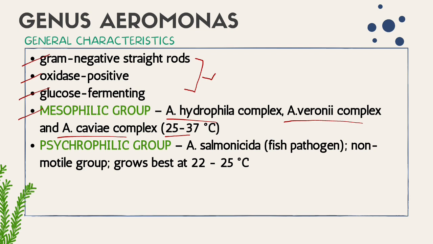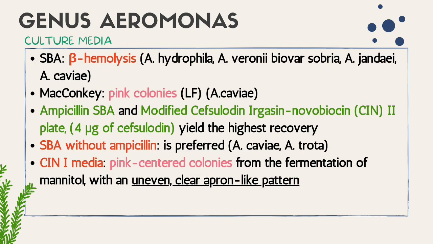For the psychrophilic group, they require colder temperature. So we have your species Aeromonas salmonicida, which is a fish pathogen, and most of our species here under your psychrophilic group are non-motile and grow best at 22 to 25 degrees Celsius. But since they are psychrophilic, that means they can also grow at lower temperature, as low as 14 degrees.